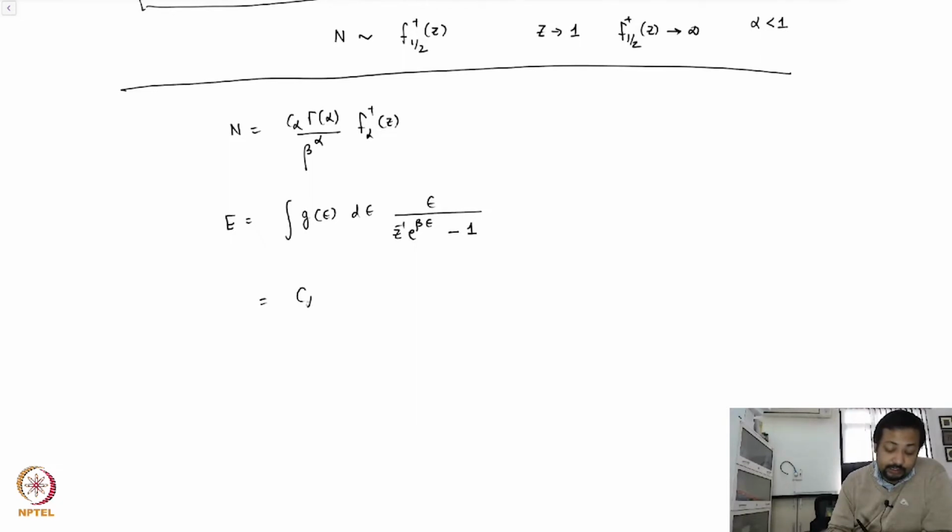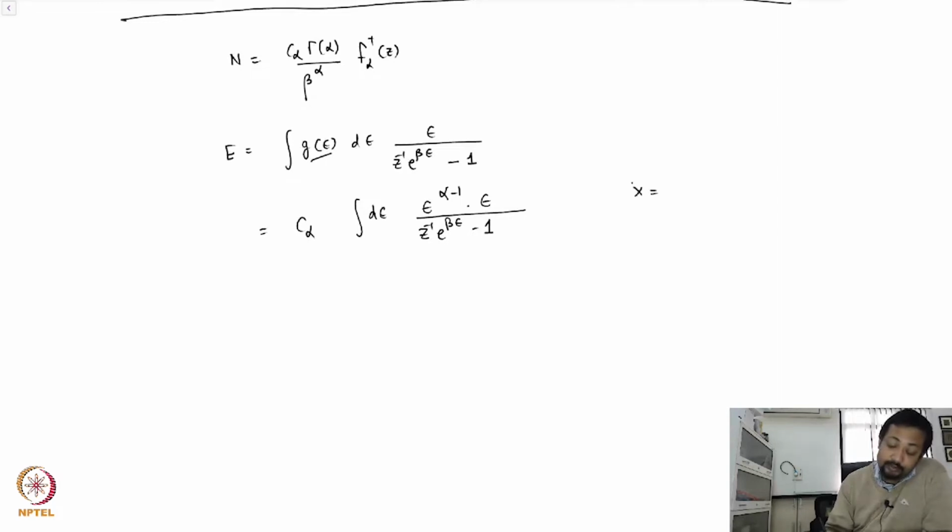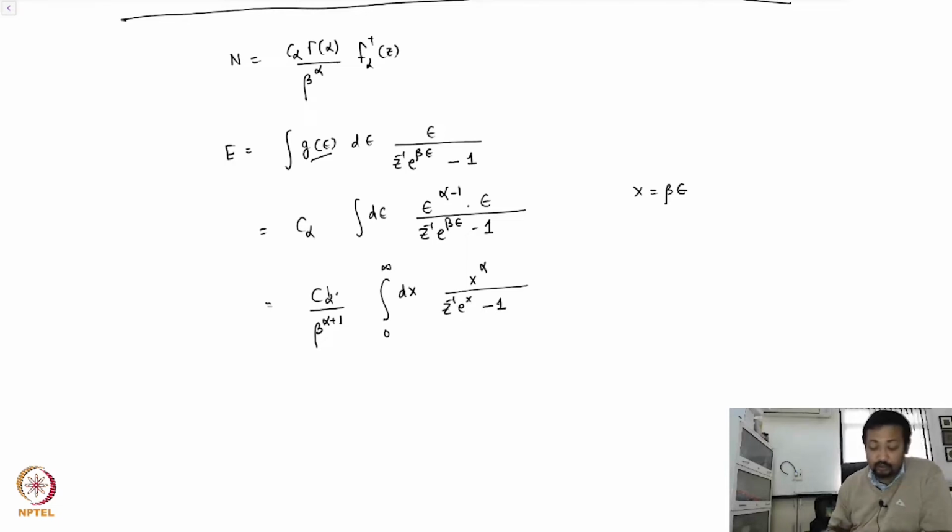which we'll write down again as C alpha integral d epsilon epsilon to the power alpha minus 1 times epsilon. That epsilon to the power alpha minus 1 comes from the g of epsilon, and the epsilon is already there because it's an average of the energy. If I now substitute x equal to beta epsilon, then I see that this is going to be C alpha, beta raised to the power alpha plus 1, integral from 0 to infinity dx x to the power alpha divided by z inverse e to the power x minus 1.